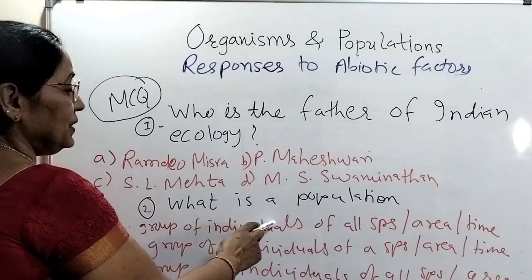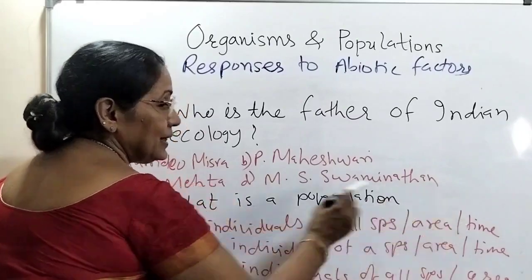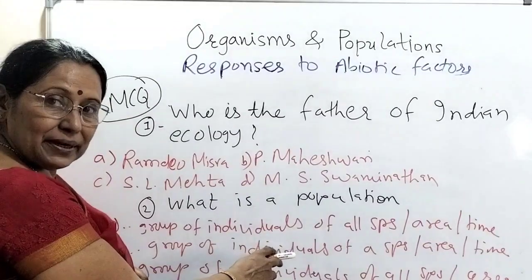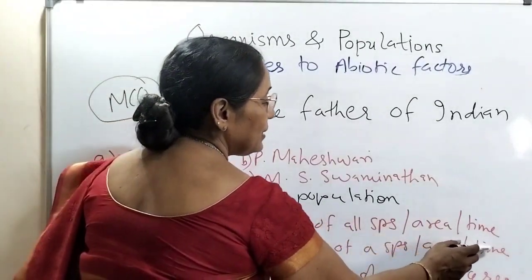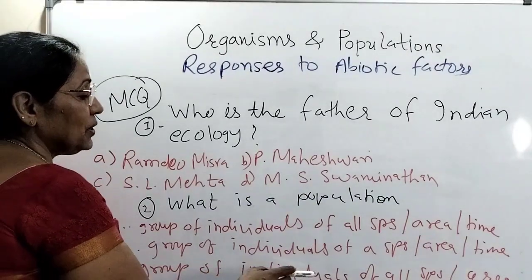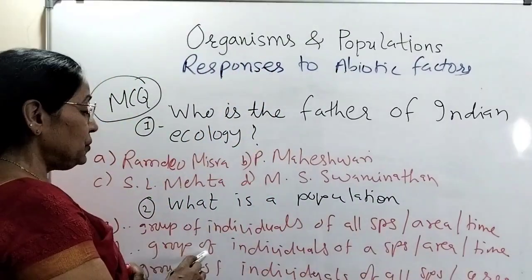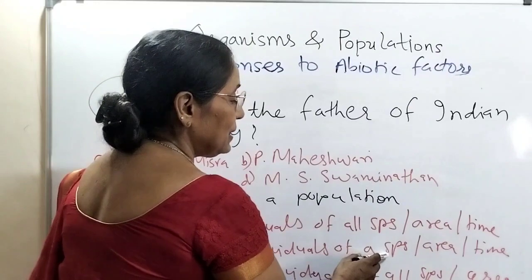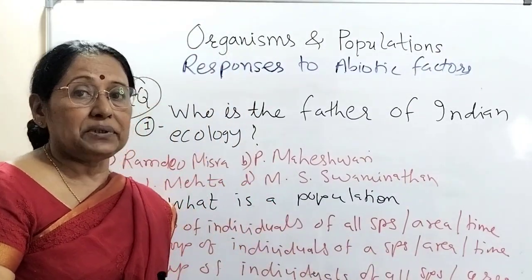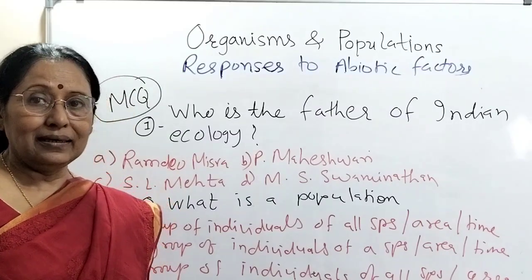It is a group of individuals of all species of a given area in a given time. Second, group of individuals of a species in a given area in given time. Third, group of individuals of all species in a given area. And the fourth, the group of individuals of a species per area. That's it. You have to find out which option has gone wrong where, and accordingly you have to select the correct option.